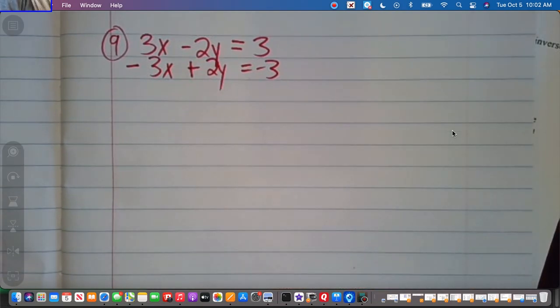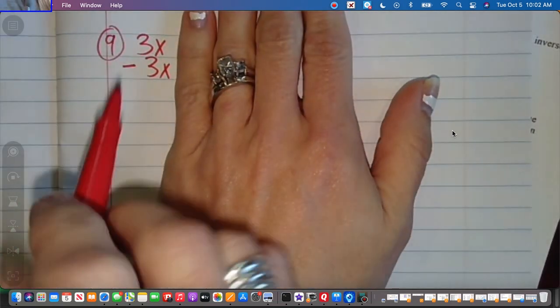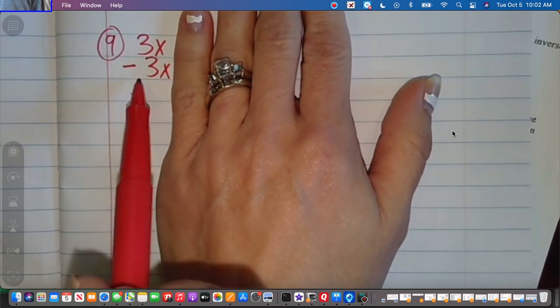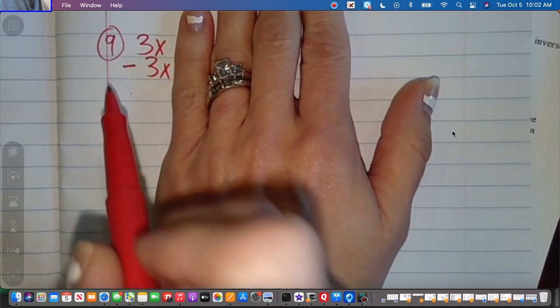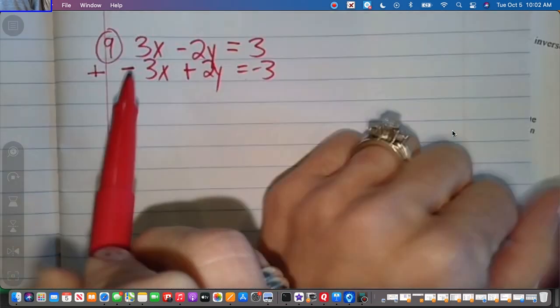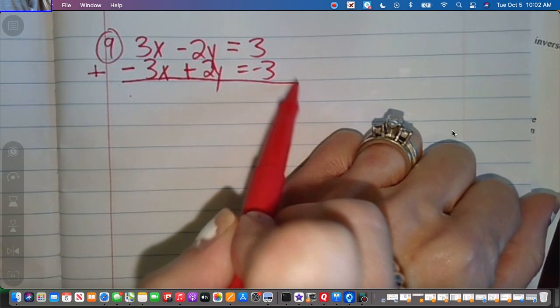Which ones do you want to eliminate? The 3s or the 2s? Pick. It doesn't matter, just pick whichever ones. The 3s. Okay. If the 3s, then that's the sign that matters. They are different signs, so we add. And if I then went to the 2s and they were the same, would I subtract those?